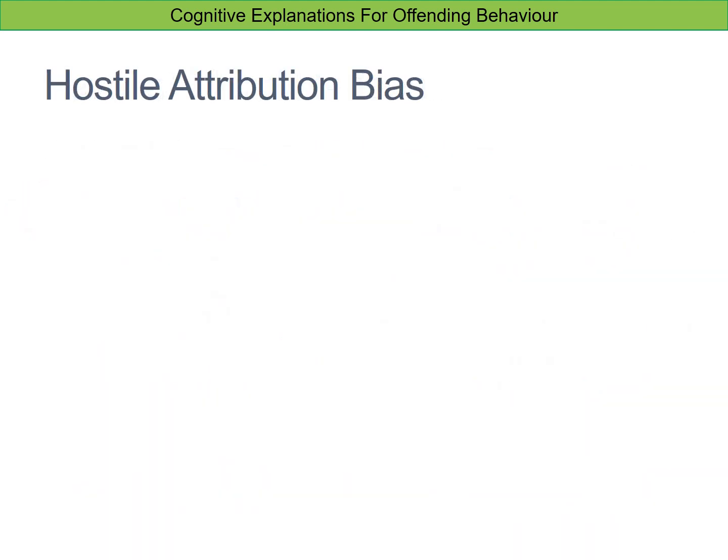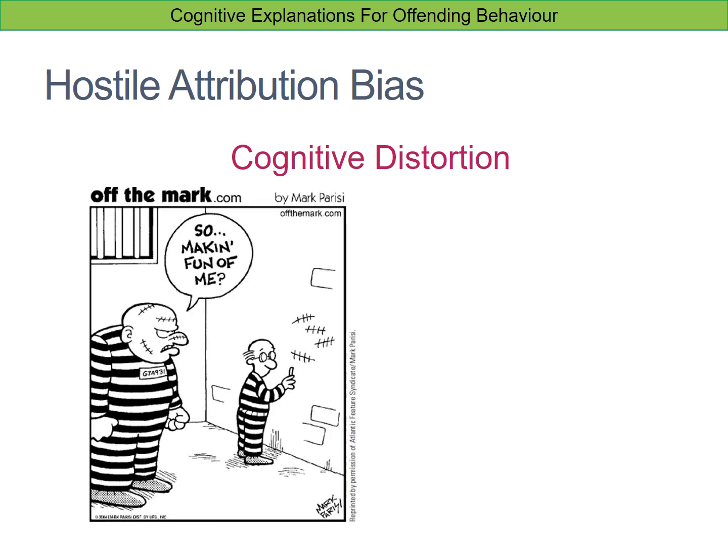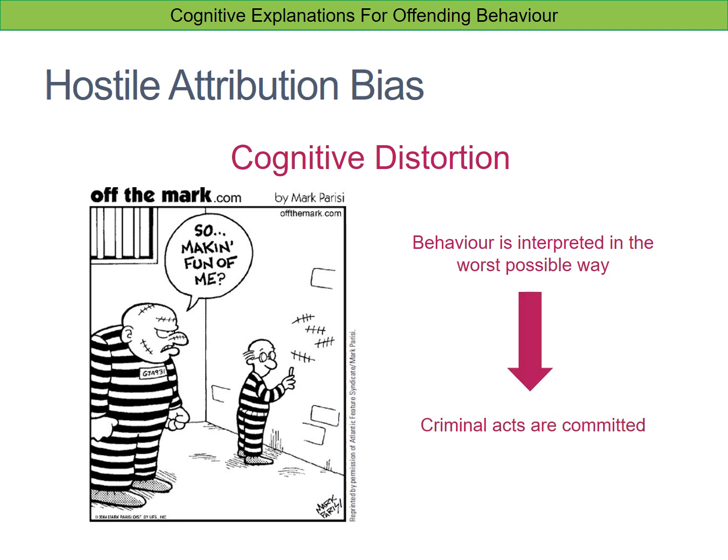Our second cognitive explanation, the hostile attribution bias, is a cognitive distortion. So this is when thinking processes are muddled or distorted in some way. And in this particular case, it's when behaviour is interpreted in the worst possible way, and as a result, people are more likely to take offence at something that somebody does, and criminal acts are committed.